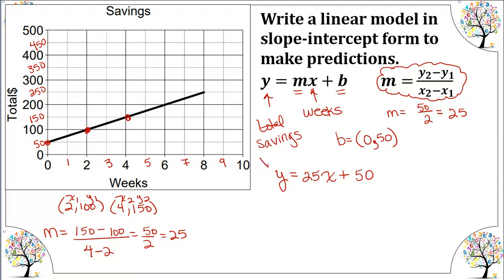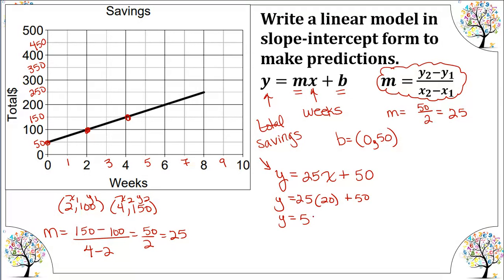Now, you can use your linear model, your equation, to make predictions. Let's see how much money this individual will have when they save for, let's say, 20 weeks. So we're going to plug in 20 for x, because that stands for weeks. And then we're going to use order of operations. So 25 times 20.